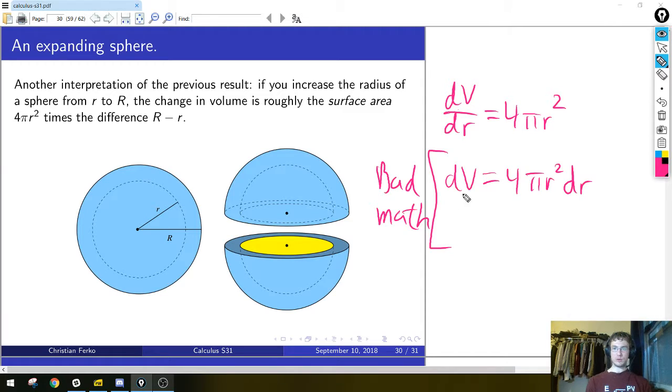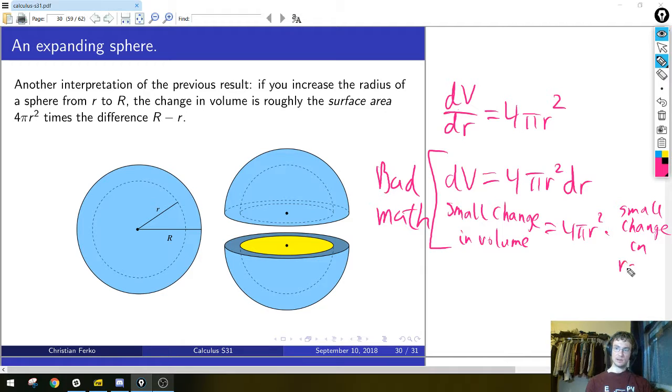Now we try to interpret this. What should this mean? This should mean that a small change in volume equals 4 pi r squared times, again, the small change in radius. So you can think, if you like, although I really dislike this, of Leibniz notation as a mnemonic for the tangent line approximation.